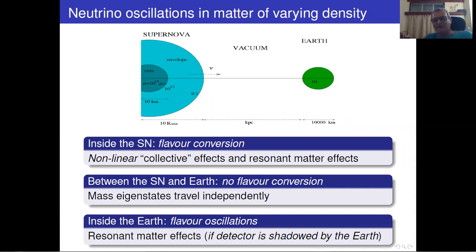But remember that to conclude anything about BSM, you should first know about the SM. Even after work over the last 15 years, people haven't figured out the effects of nonlinear collective effects in the SM. So I think we should first solve the SM effect and then go to BSM.